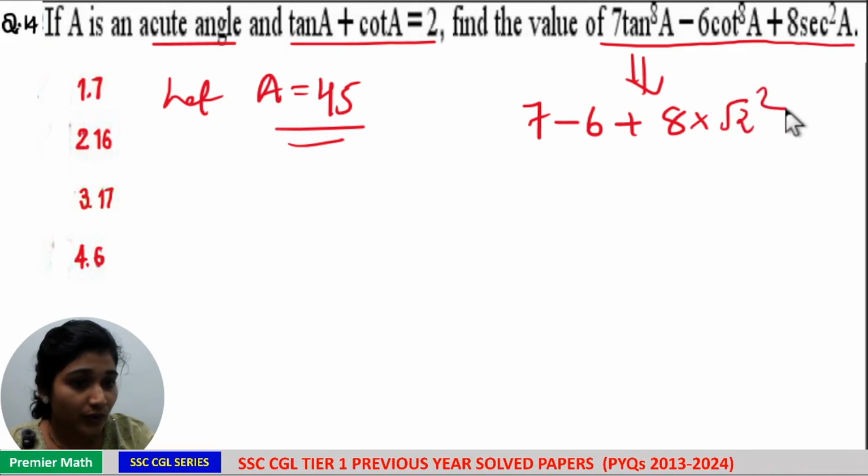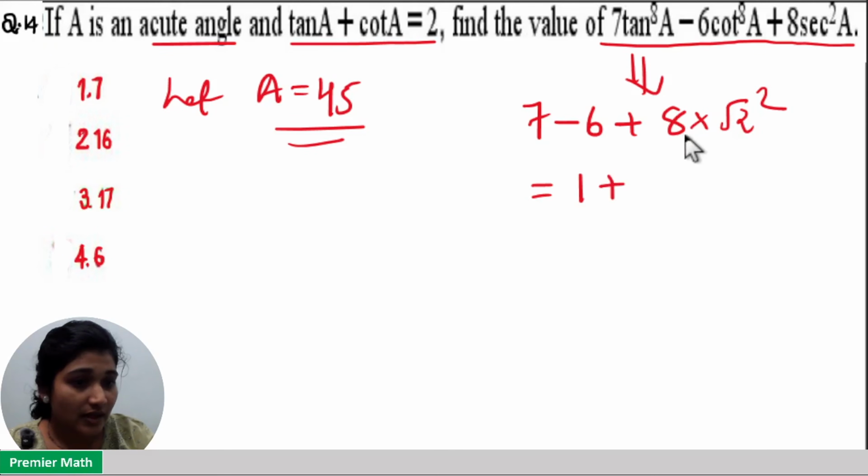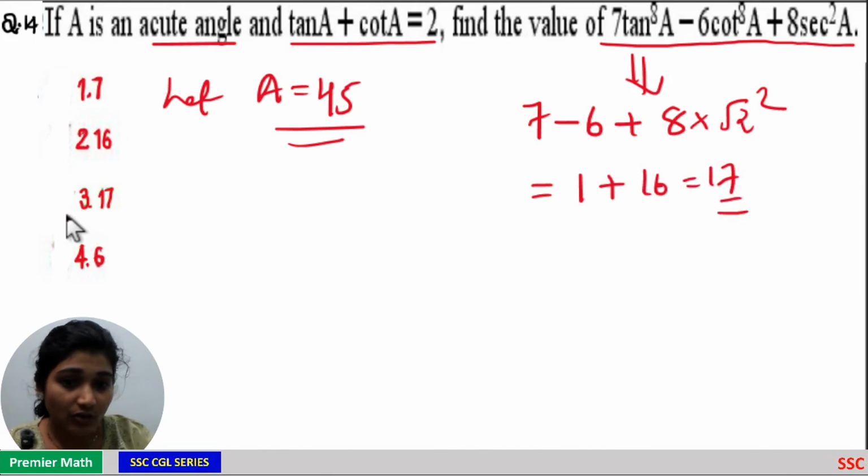root 2 square. So this will become 7 minus 6 is 1. 1 plus 8 into 2, 16. 1 plus 16 is equal to 17. Option 3 is your answer.